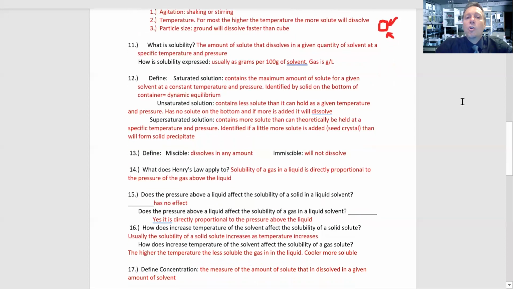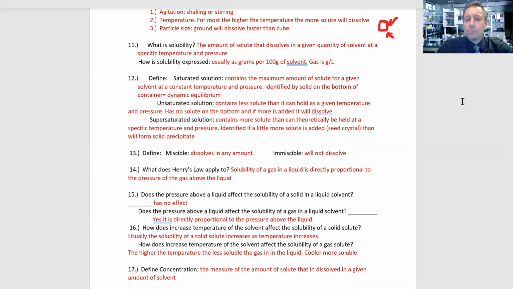Number 11, what is solubility? Solubility is the amount of solute that dissolves in a given quantity of solvent at a specific temperature and pressure. That is solubility. How much solute will dissolve in a specific amount of solvent? And once again, you have to hold the temperature and pressure constant at whatever range it is that you're looking at.